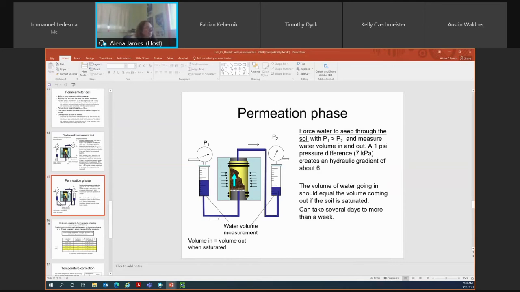So the volume of water going in should equal the volume of the water going out if the soil is saturated. So we measure that over about a week time period as well, and we're able to measure the volume of water going in and out. And they should be approximately the same. I've never had lines that completely overlap, but they're in the same general ballpark, unless you have malfunctioning of a sensor or of a burette.